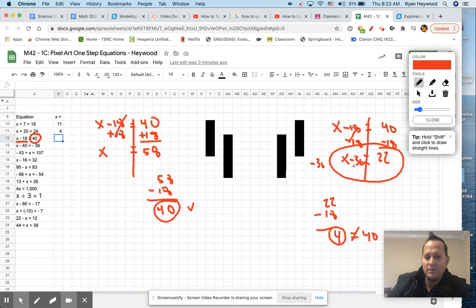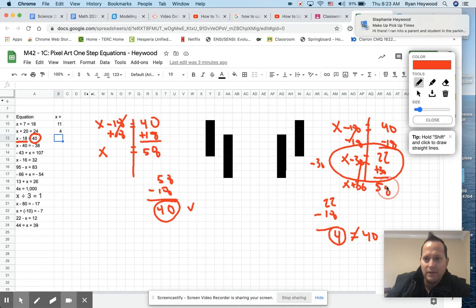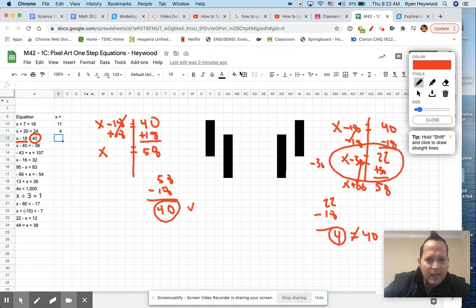So x minus 36, well, the opposite of subtracting 36 is adding 36. So those cancel out. Add 36 to both sides, and we end up with x equals 58. All right, here we go. So let's move on. So we said the answer for this one was 58.